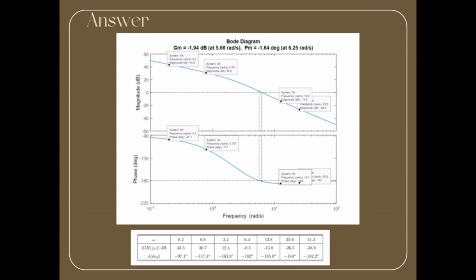To know whether this system is stable or not, we need to look at the gain margin and phase margin of the system. When WPC is lesser than WGC, the system is unstable. So for this experiment, we can conclude that this system is unstable because the gain margin and phase margin are negative. So that's all for me.